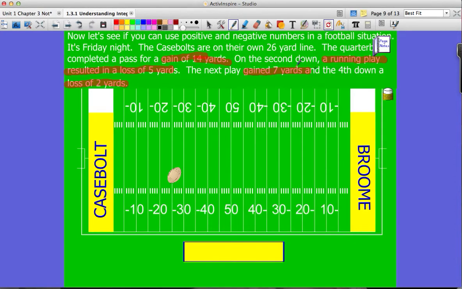The second situation would have been a running play that resulted in a loss.